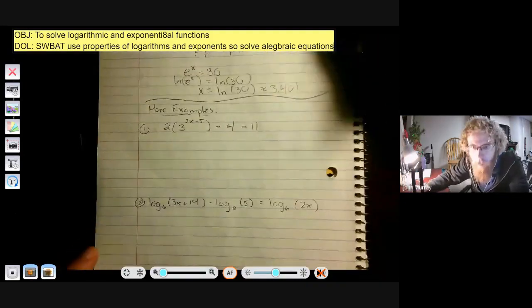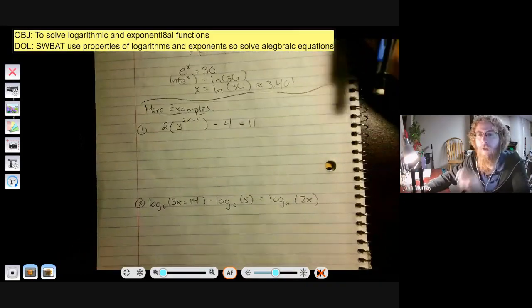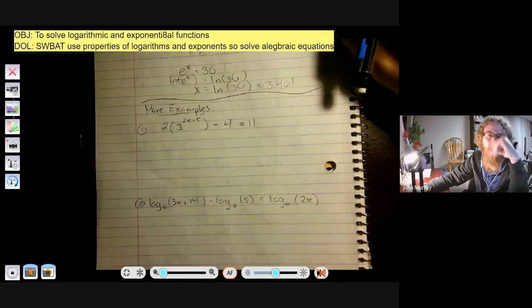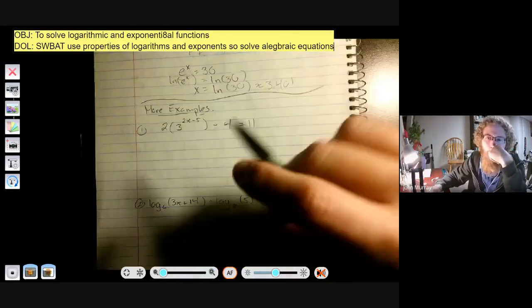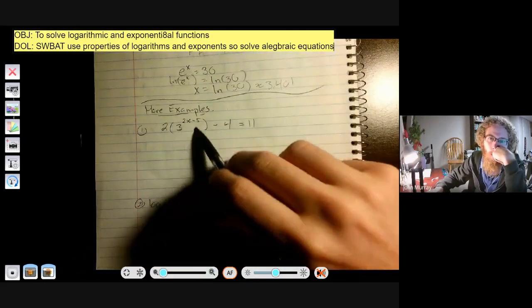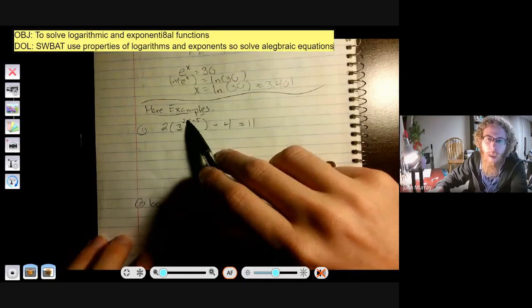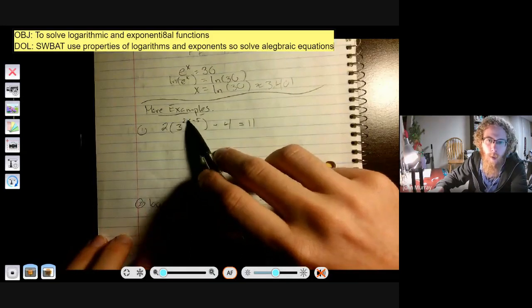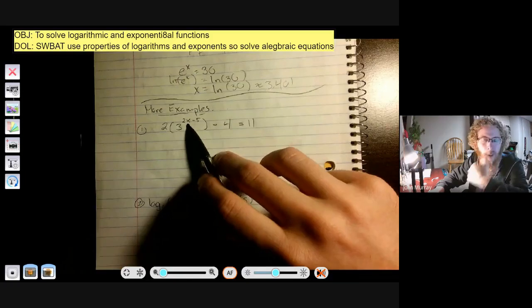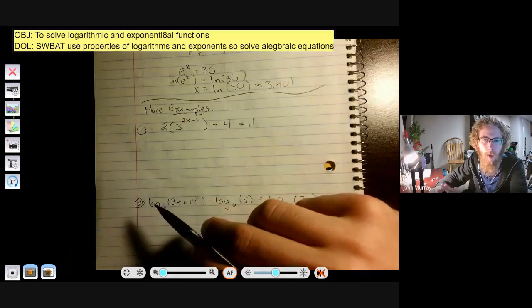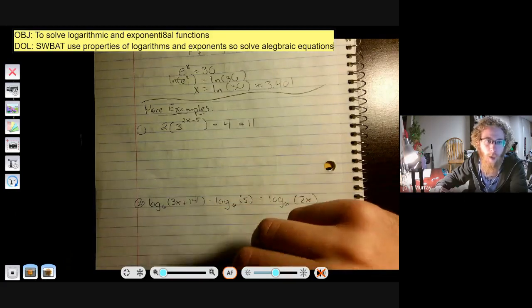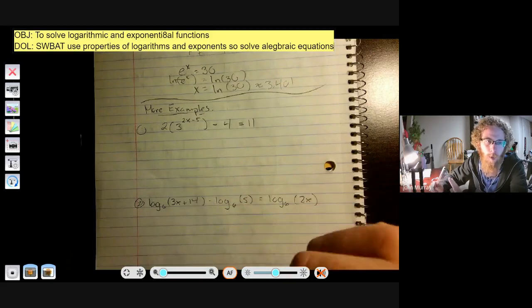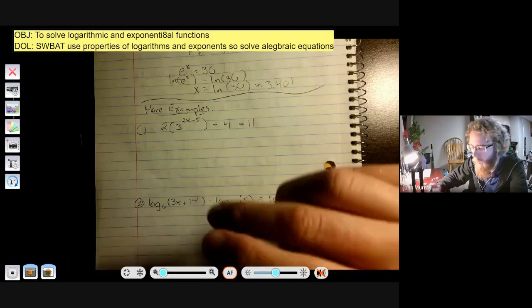So here I have a few more examples. All right, so let's go through these. The first one I have here is an exponential, but we have some stuff on the outside. All right, so remember, anytime that you have a variable in your exponent, to solve that, there's two ways. You're looking for a common base, and if you don't have the common base, then you have to use logarithms.